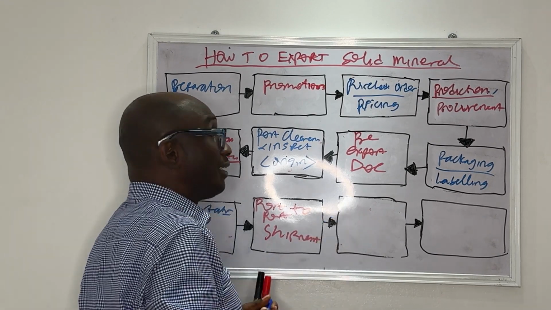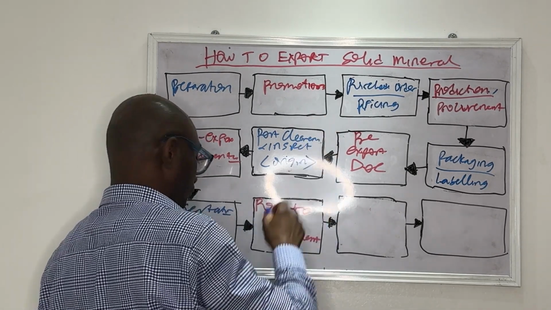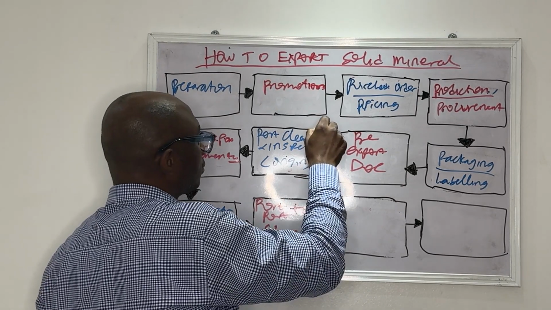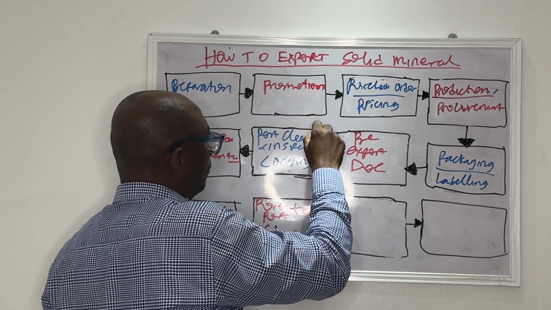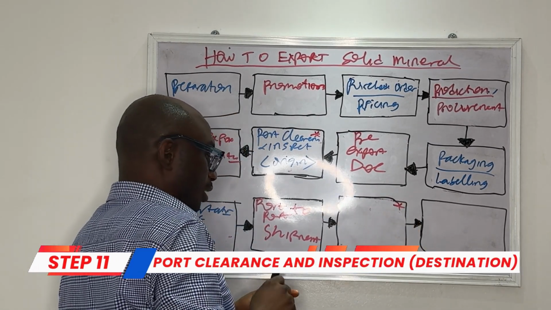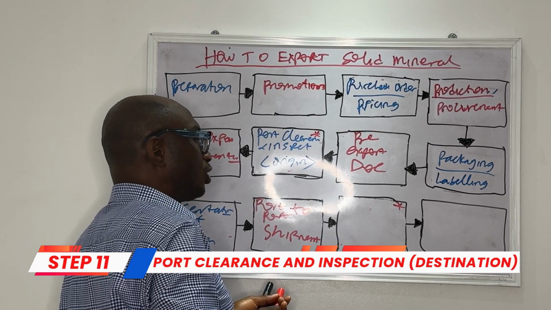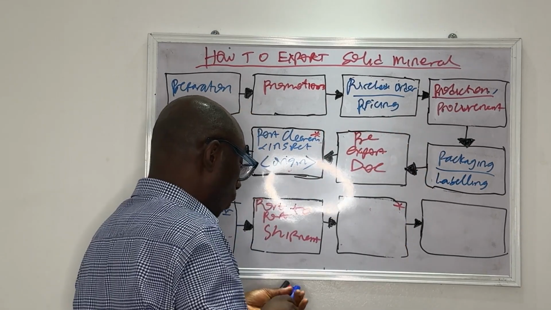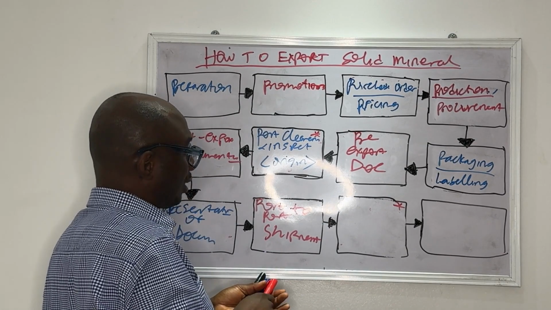There will be destination inspection. You see what happened here? This happened at the loading port. The same thing is happening at the destination port. Just the way the exporting country checks the quality of the goods before shipment, the importing country is also going to check upon arrival at destination.